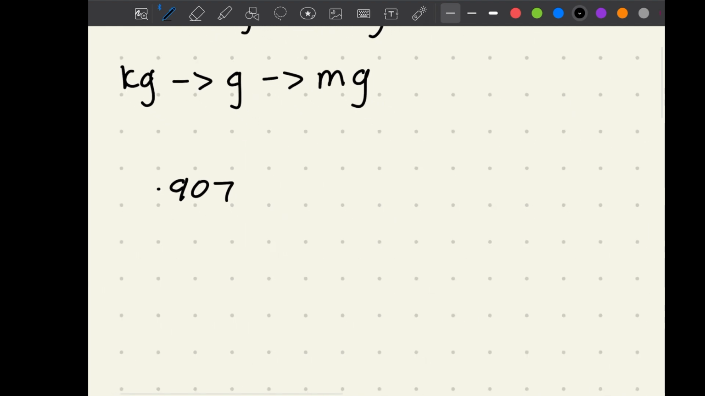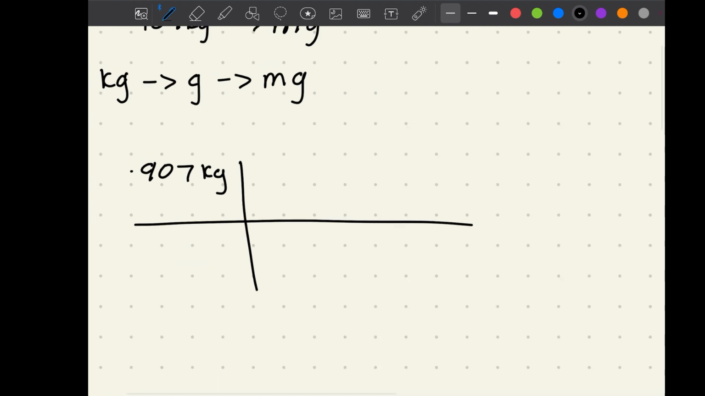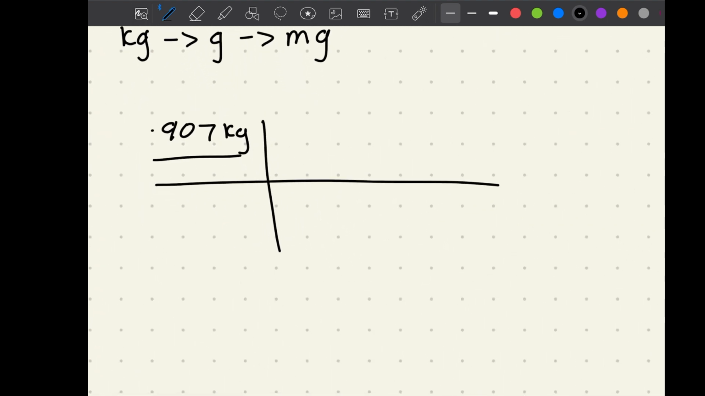So we have 0.907 kilograms, and then we just leave the bottom alone since that'll come in later. We want to convert into milligrams, so we need to cancel out this kilograms right here. One way we can do that is we essentially just divide by 1 kilogram, so the kilogram cancels out like this. So 1 kilogram equals how many grams? Since we're trying to go from kilograms to grams to be able to reach milligrams ultimately.